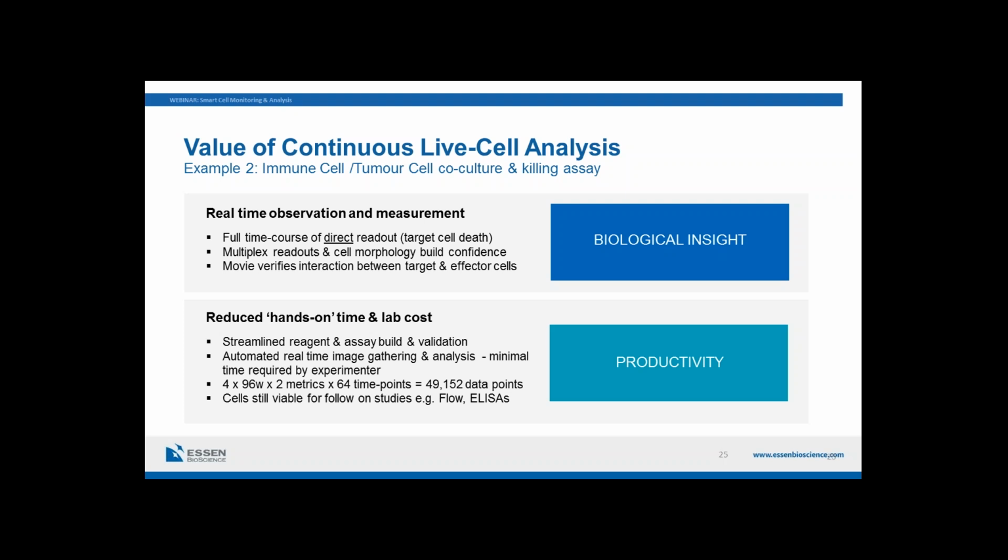Hopefully I showed you how we can streamline some of the reagent and assay build using this continuous live cell analysis approach. In the assay itself, we had 4 96-well plates with 2 metrics and 64 time points, so we analyzed 49,000 data points in this study. And again, in similar ways to that which I showed you before, the cells remain viable throughout the experiment for follow-on studies, so you could lift them to do flow cytometry analysis, or you could sample supernatants to measure cytokines, for example, using ELISAs.